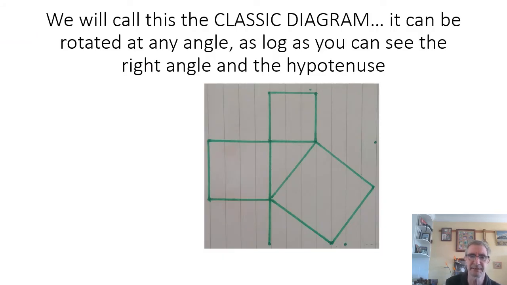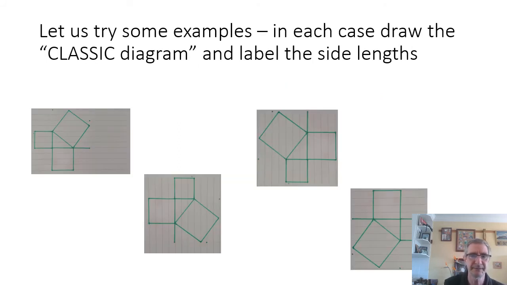Right, I'm going to call this a classic diagram, and we can rotate it at any angle we want. Okay, so let's look at that. That means whatever triangle we've got here, we've got the right-angled triangle. The square on that hypotenuse will be the same as the sum of those two squares. So we take those two areas, they have to match that.